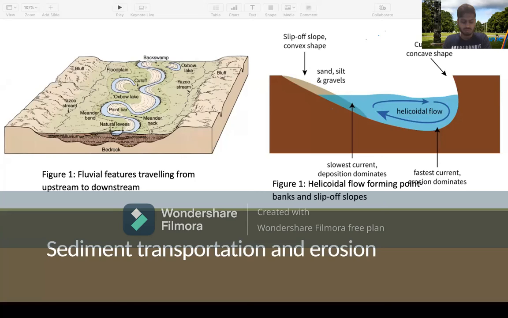The first figure shows the fluvial features traveling from upstream to downstream, and the second shows the flow, which is called a helicoidal flow, as it forms the point bars and the slip-off slopes. This depositional landform is called the point bar, which is formed because of sediments eroding from the cut bank slide. The sand and pebbles cover the inner side of the point bar, and the water flows according to this helicoidal motion, which causes a hydraulic action to move the water particles downstream.